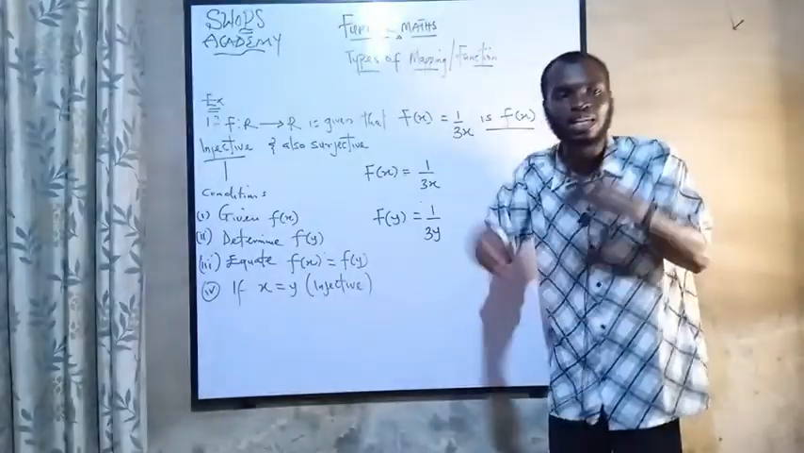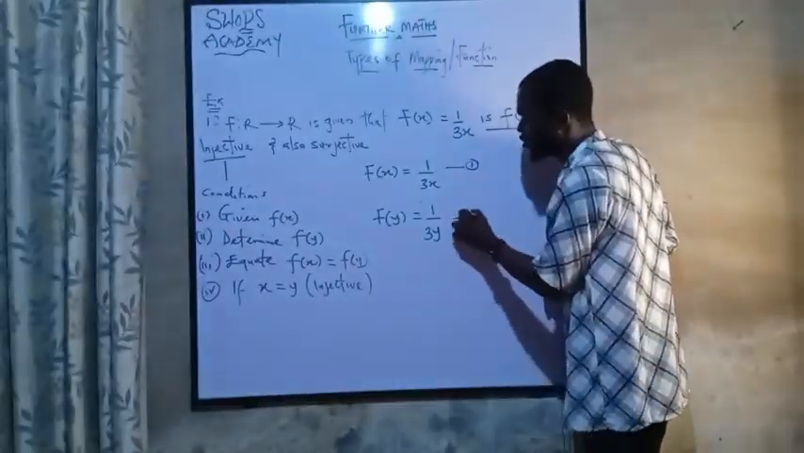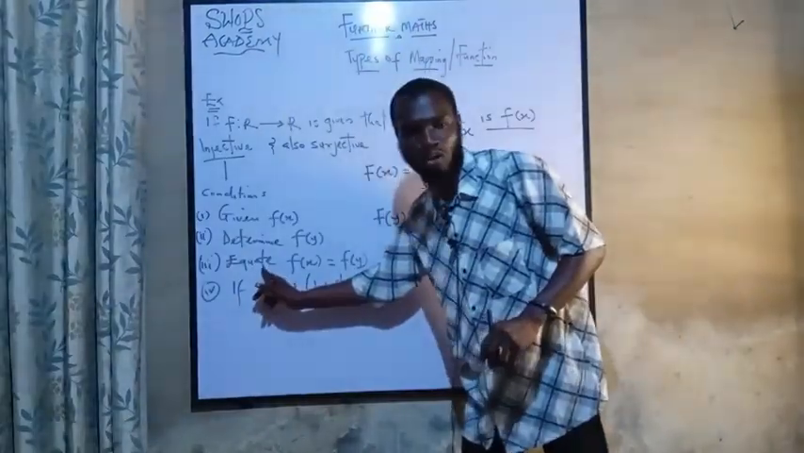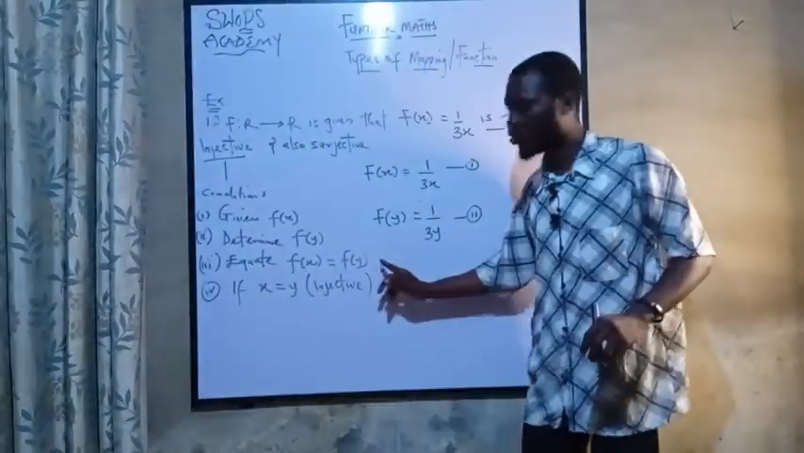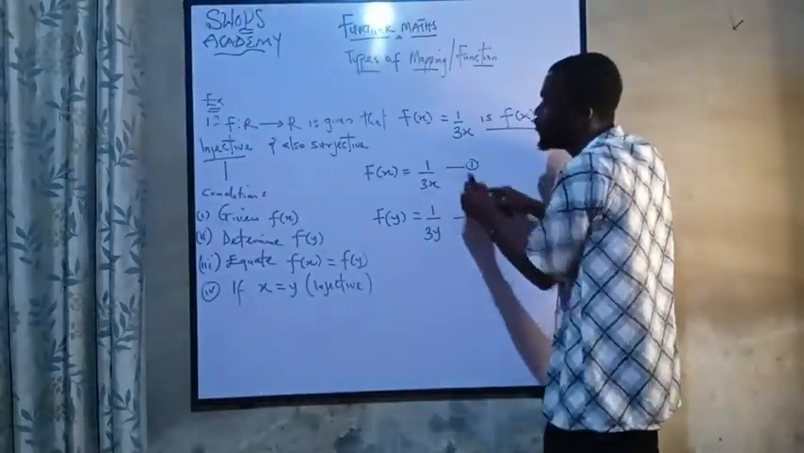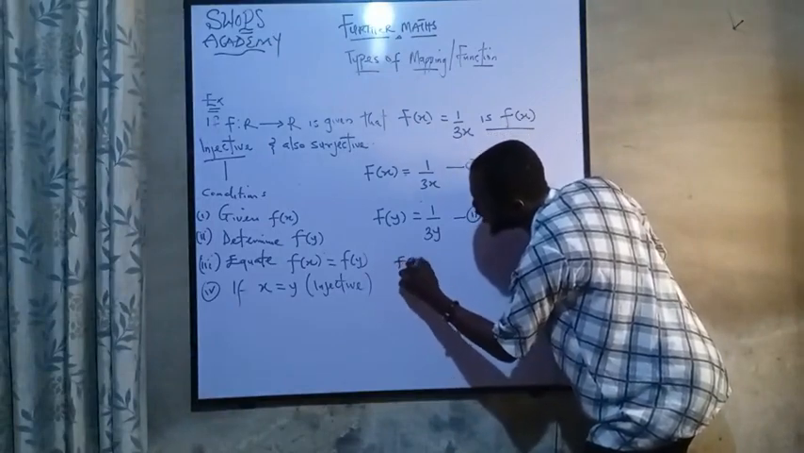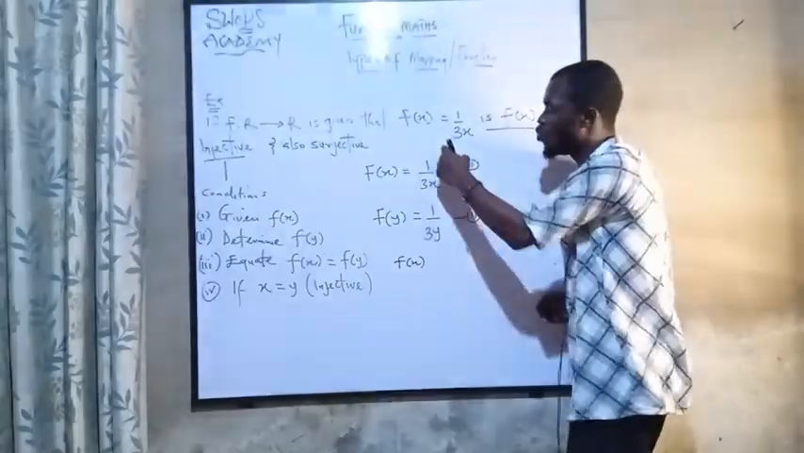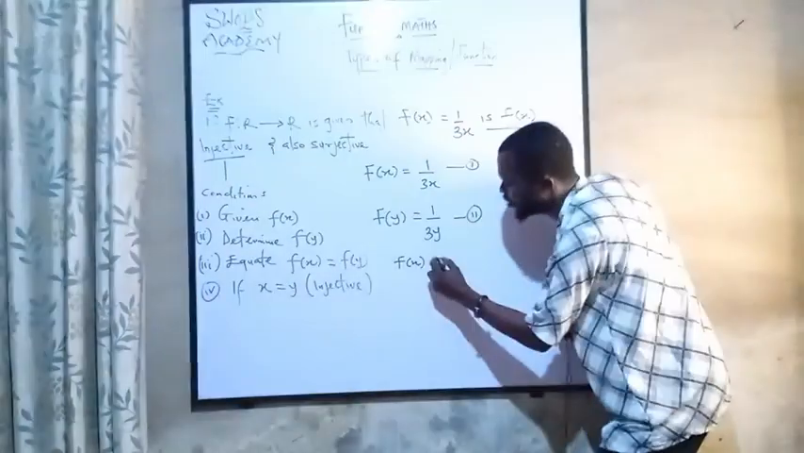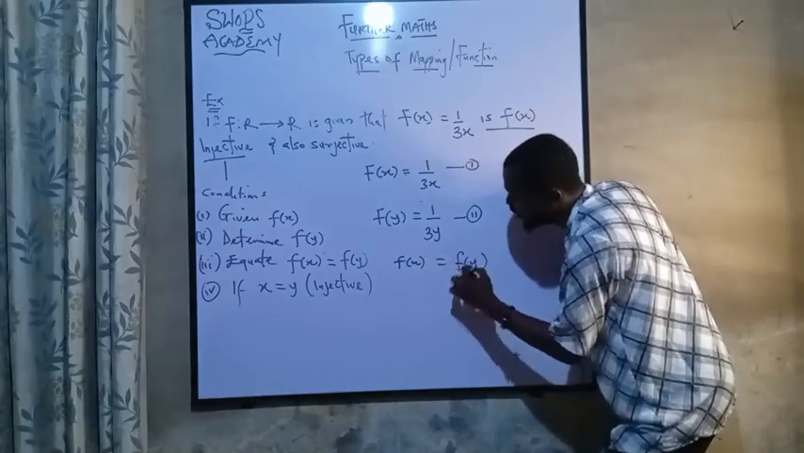Wherever I'm seeing x, I will change it to y. This is condition 1, and we've gotten to condition 2. What is the next one? Equate what? f of x and f of y. What do they mean by that? That means you need to write your f of x and f of y. What is f of x? 1 over 3x. What is f of y? 1 over 3y. Then you equate them, meaning you let them equal one another.